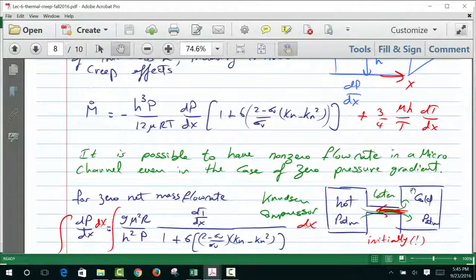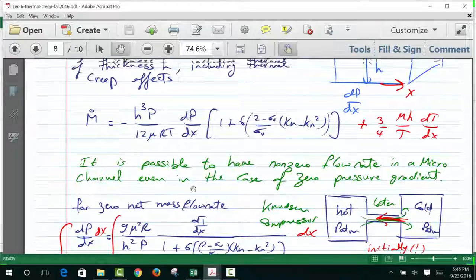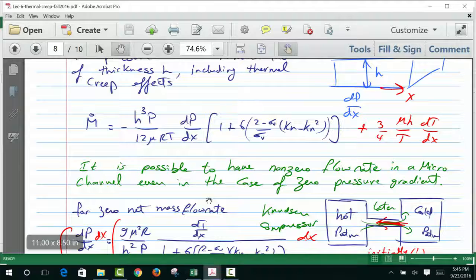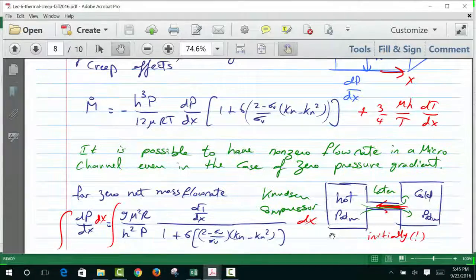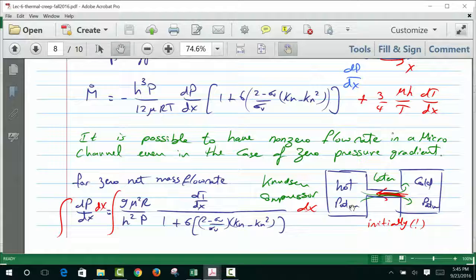All right? So then he basically says that it's possible to have a non-zero flow rate in a microchannel in the case of zero pressure gradient. The statement basically means that even if you cancel the pressure gradient, there is no pump, ambient and ambient in both tanks, you could have a non-zero flow rate. You could have flow rate without any pressure gradient. How? If you have a temperature gradient, if you have a hot and a cold. Basically, thermal creep could drive the flow by itself.